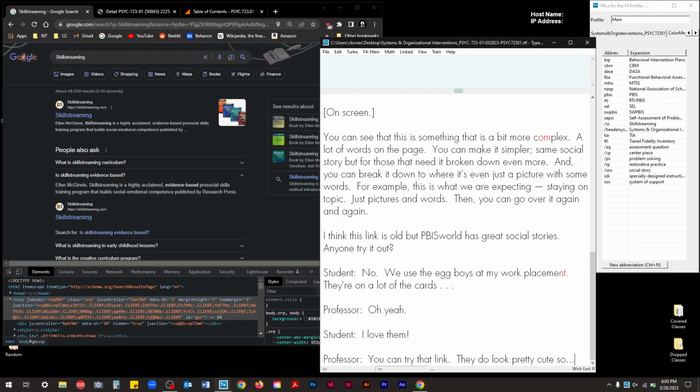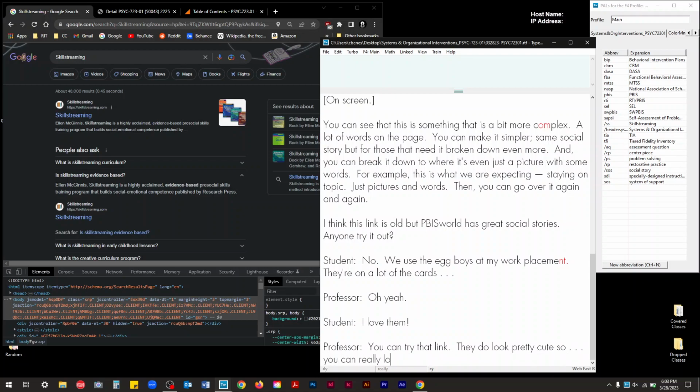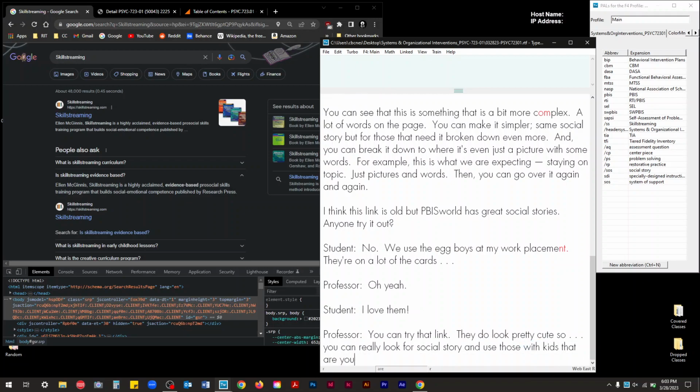So you can really look for social stories and use those when you're working with kids with significant disabilities, or when you work with kids that are younger. These are going to be much more in line with kind of that social emotional learning.